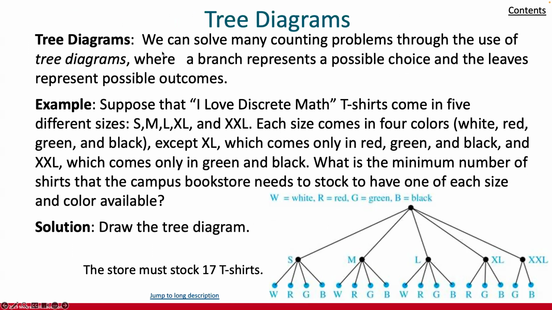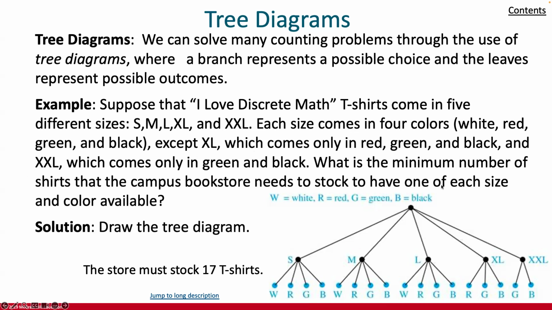Tree diagrams: we can solve many counting problems through the use of tree diagrams, where a branch represents a possible choice and the leaves represent possible outcomes. Suppose that I love discrete math t-shirts come in 5 different sizes: small, medium, large, extra large, and extra extra large. Each size comes in 4 colors: white, red, green, and black, except extra large, which comes in only red, green, and black, and extra extra large, which only comes in green and black.